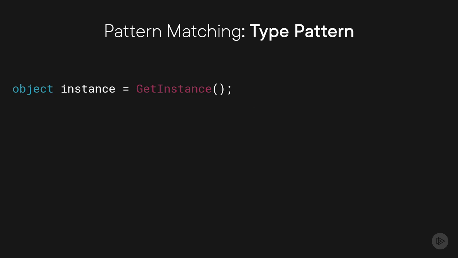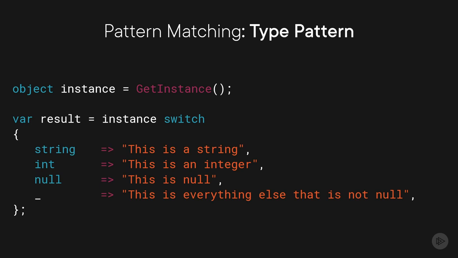Consider this code snippet, where you have an object, and you may want to determine which type this is. You can then add a few patterns. For example, you can ask if it's an integer, string, decimal, or really any type that you'd like. Most of the times, you'd be working with a shared base type or have a constraint on a generic type.